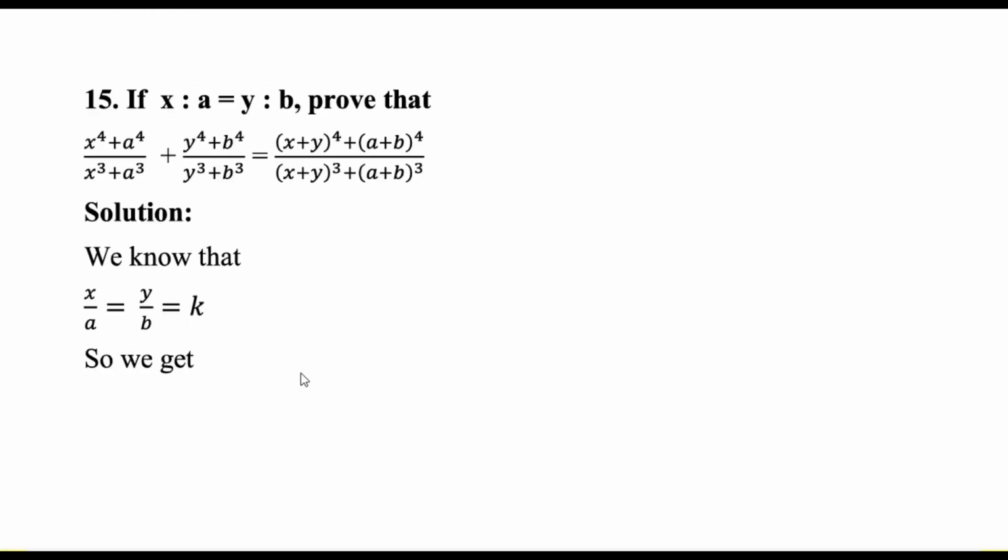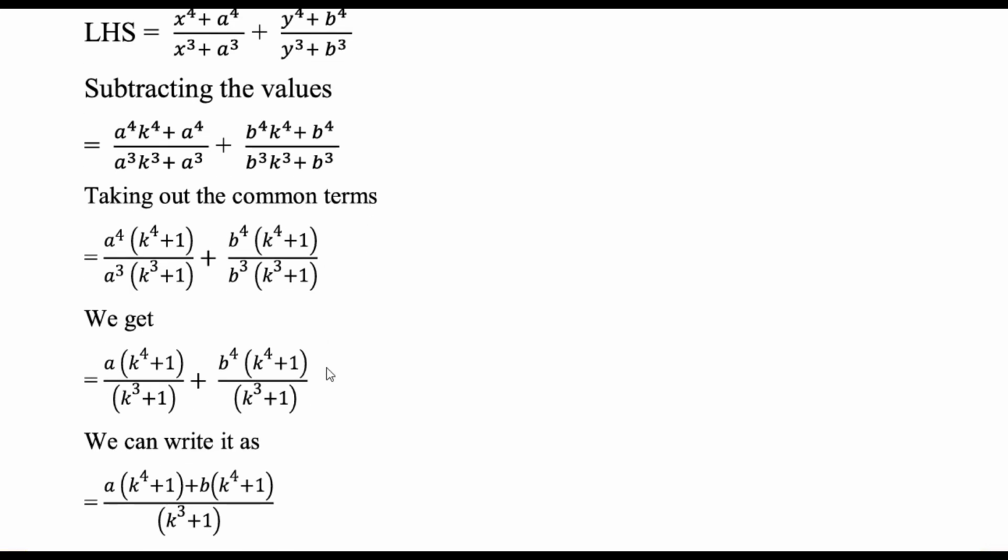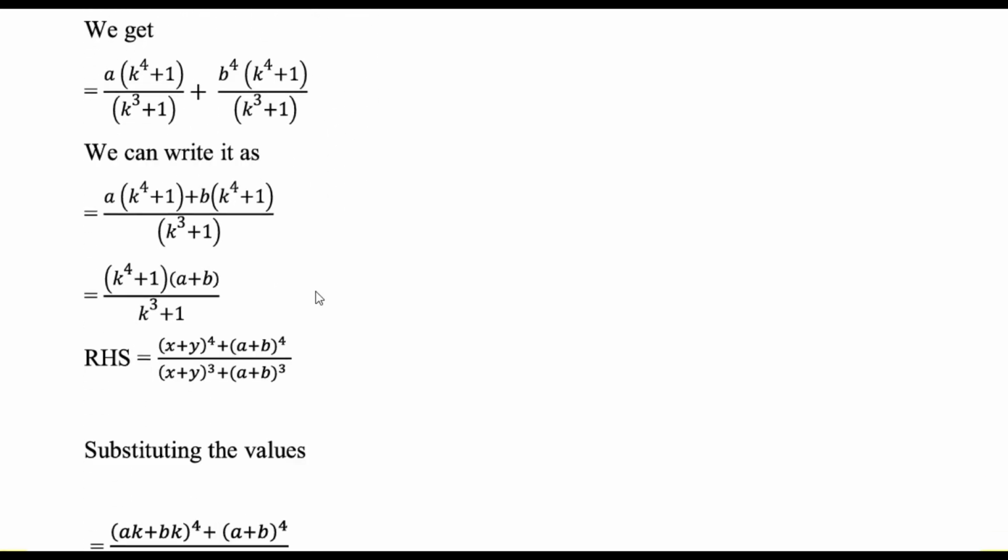Come to the next problem. If x is to a is equal to y is to b, prove that this one plus this one is equal to this one. Looks-wise a big sum, but it is not a big sum. x by a is equal to y by b is equal to k. Just like that, the pattern is the same. So x will be ak, y is equal to bk. Right now put the values of x and y, ak, bk. After that taking the common, a little bit of simplification, few steps.